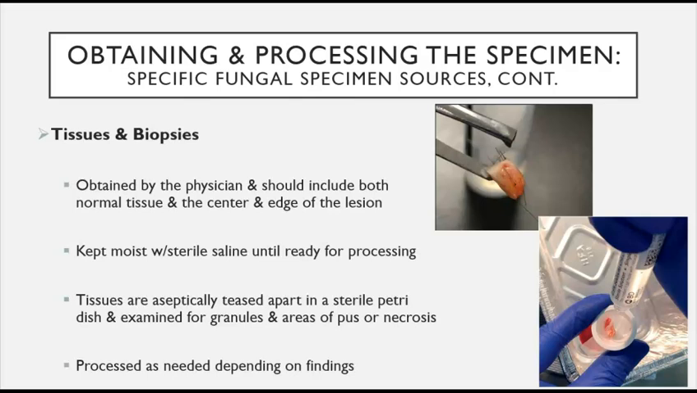Tissues are aseptically teased apart in a sterile petri dish and examined for granules and areas of pus or necrosis. You remember, necrosis is cell death. They are then processed as needed depending on the findings.